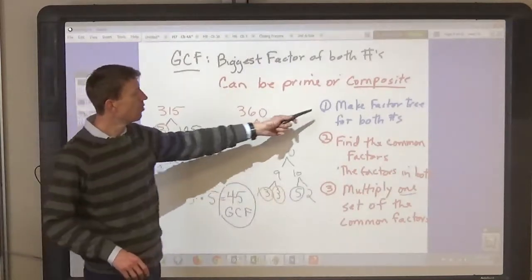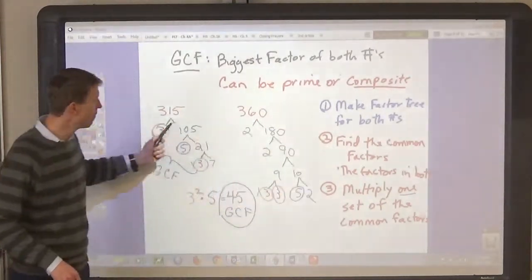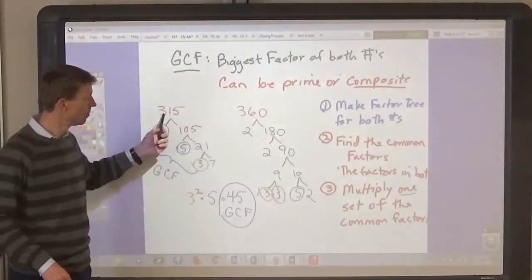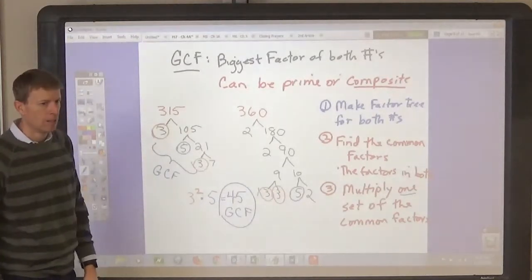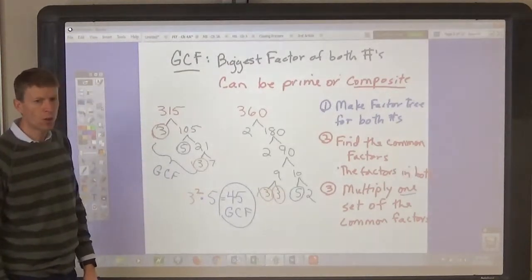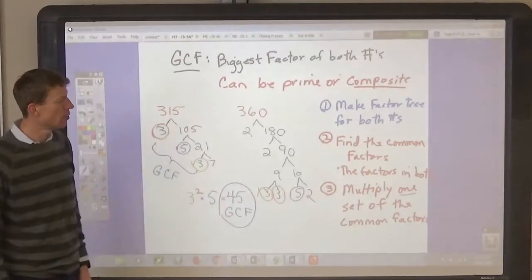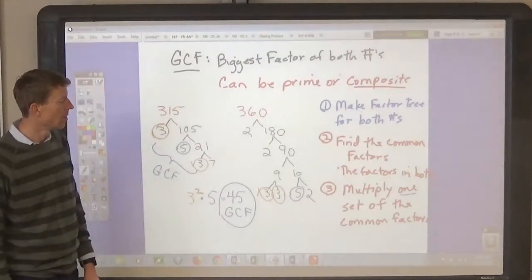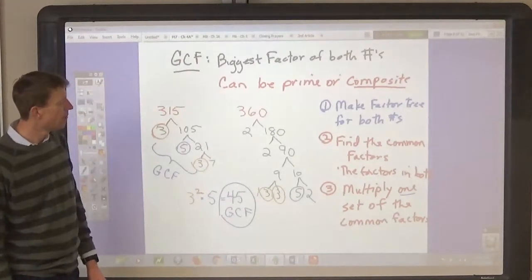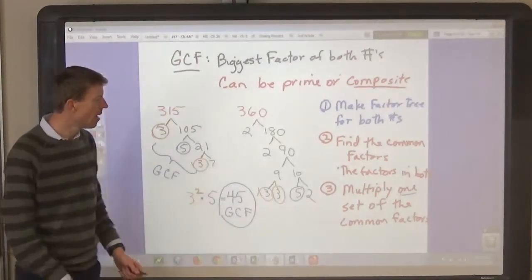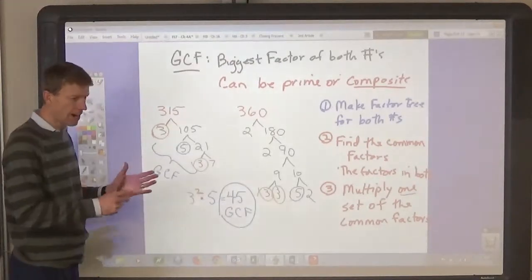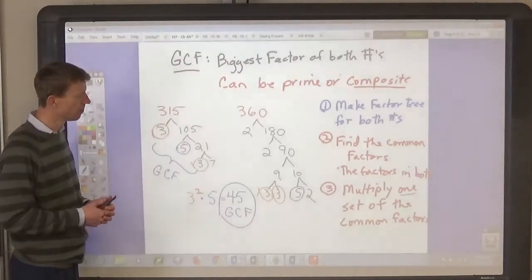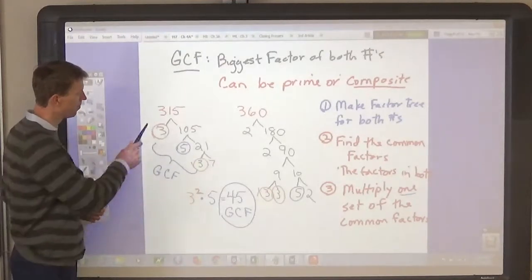So the first thing you have to do is make a factor tree for both numbers. You'll be given two or more numbers, and you've got to make a factor tree for the numbers that are given. Okay? Then you have to find the common factors, in other words, the factors that are in both numbers. So here's what I mean.